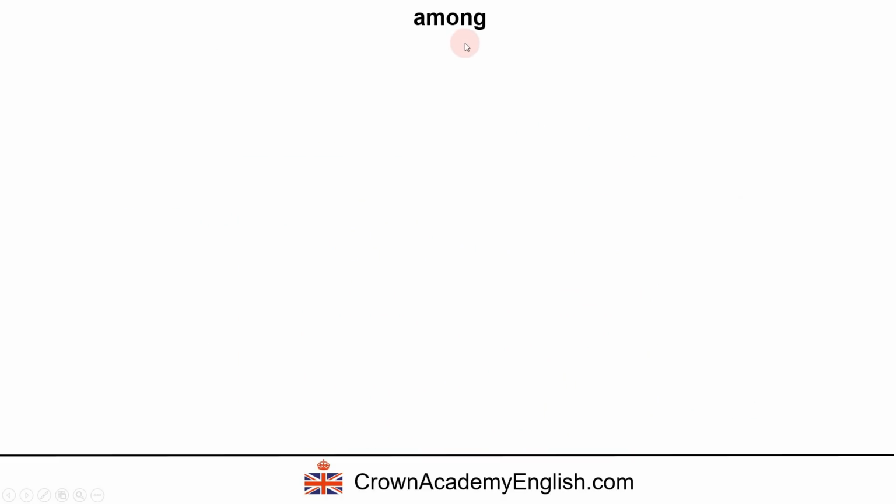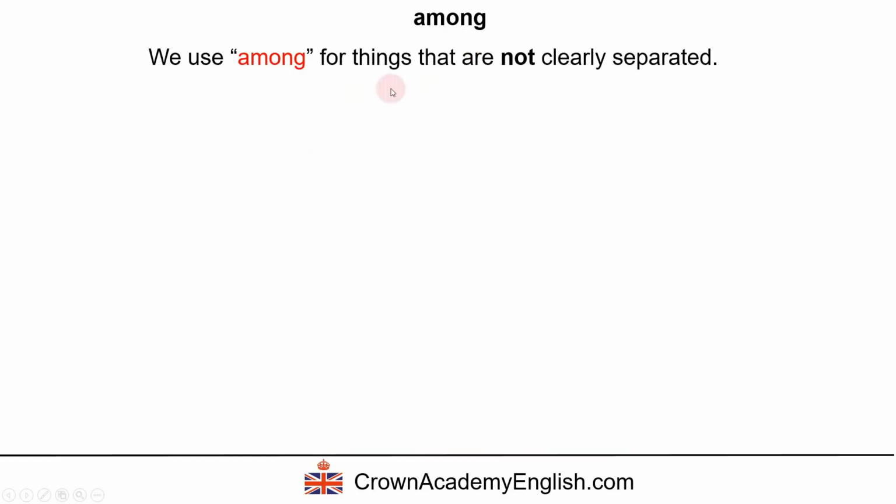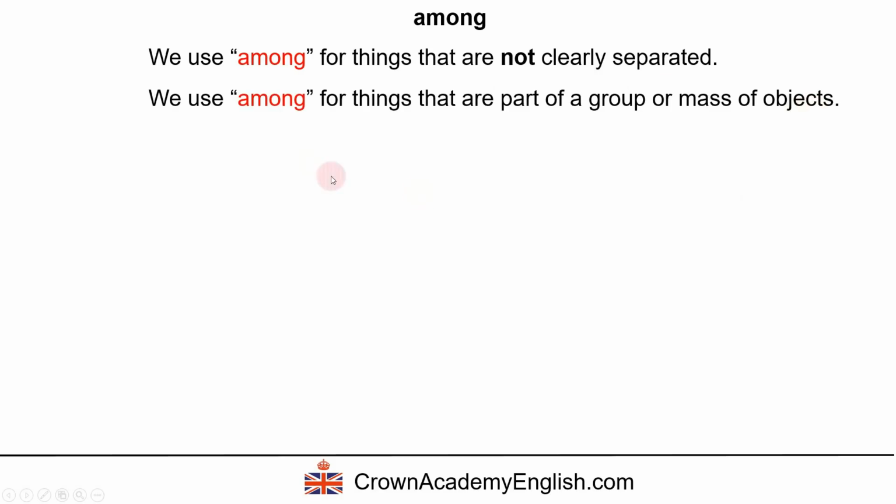Now, among. We use among for things that are not clearly separated. So again, this is for the meaning of position. So when we're talking about position, then we use among for things that are part of a group or part of a mass of objects. Okay, so we are not talking about specific separate things.